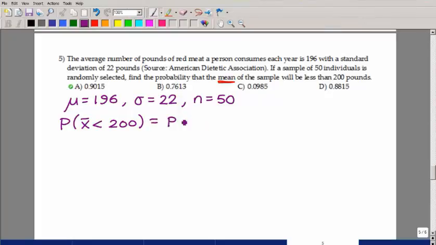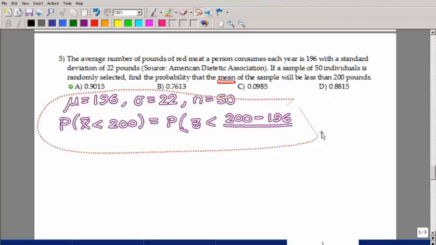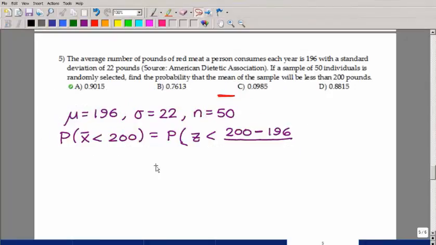So let's convert this over to a z. We'll take our x bar, which is 200, minus the mean of 196, the mu of x bar, which is the same as the mu, divided by sigma over the square root of n, 22 divided by the square root of 50.